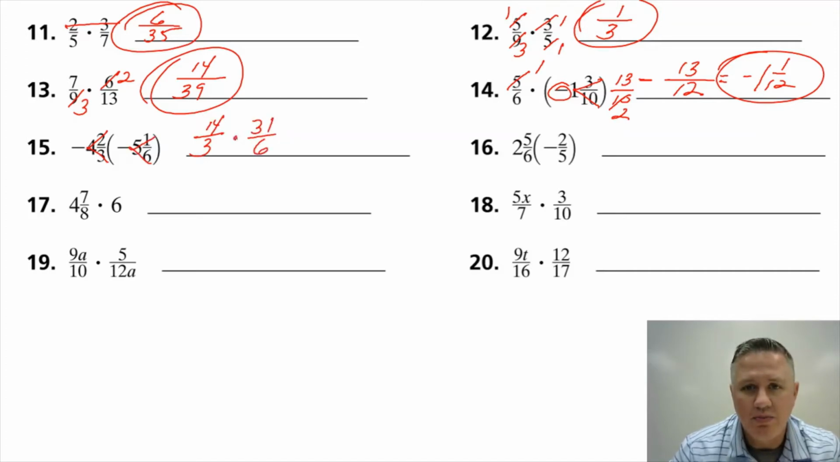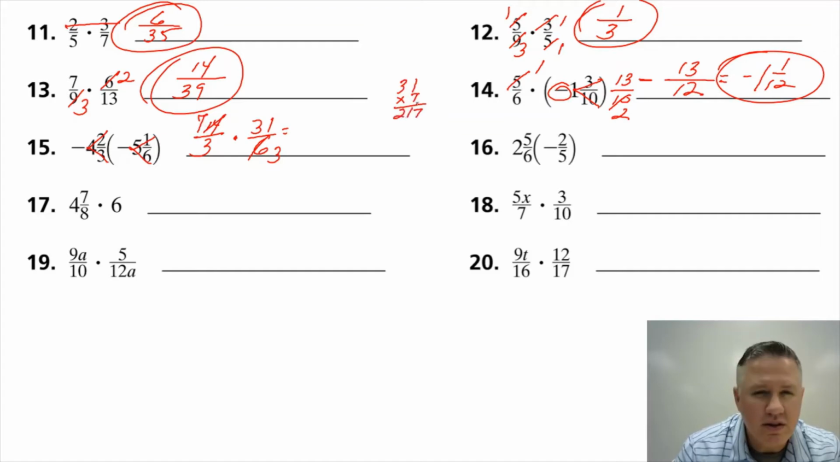And now when we multiply, I'm going to look to cross simplify. 6 becomes a 3, 14 becomes a 7, and 31 times 7, if you had to do that on the side, 31 times 7 is going to be, let's see, is that right? 31 times 7? Yep, 217, all over 9.